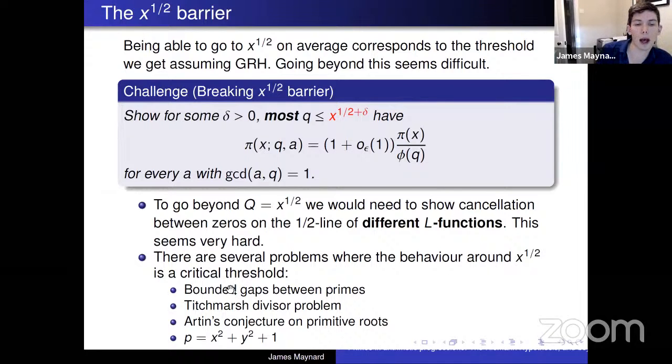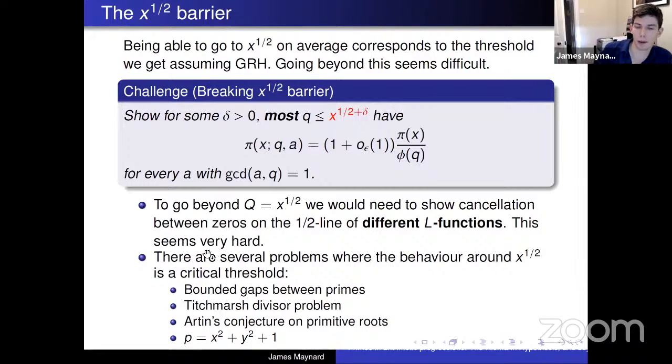Similarly, the Titchmarsh divisor problem is a famous problem due to Titchmarsh about the distribution of prime numbers. And it turns out here that it's questions about primes in arithmetic progressions where the modulus of the arithmetic progression is of size about the square root of the size of the primes that we're looking at, which is the key critical threshold for that problem.